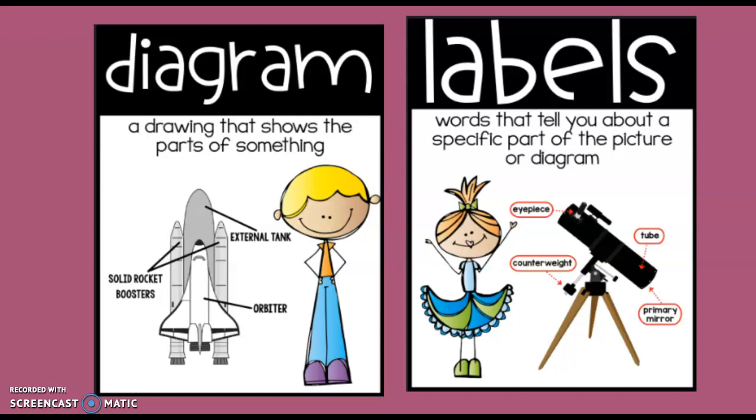Or like this example here, they're showing us a telescope. And maybe you're reading the directions on how to use your telescope, and it'll say, pull the counterweight down so that it is facing to the left. And you're like, wait, what is a counterweight? I can look at my diagram and I can look at my labels and see, oh, the counterweight is this little piece right here that's sticking out. So that's a way of using diagrams and labels to help you.